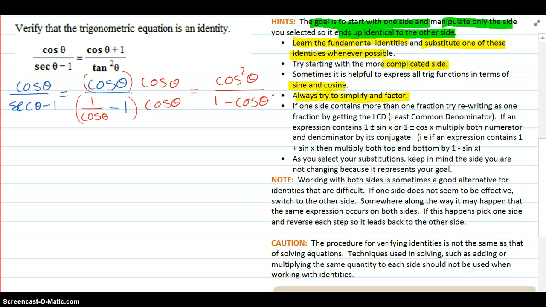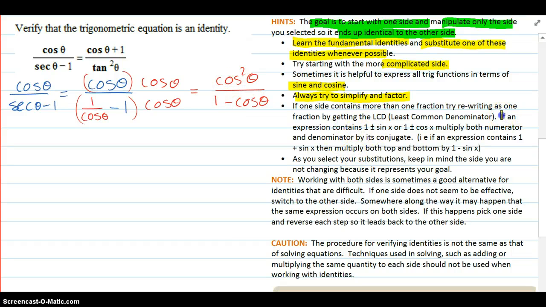Now, by the way, we're keeping in mind our goal to end up at the other side, and I'm nowhere near it. So I'm not sure what to do next, maybe. Well, let's move on to the next hint. If one side contains more than one fraction, like two fractions, try rewriting it to get one fraction by getting an LCD. Well, ours doesn't have two fractions, so I'm going to skip that for this problem.